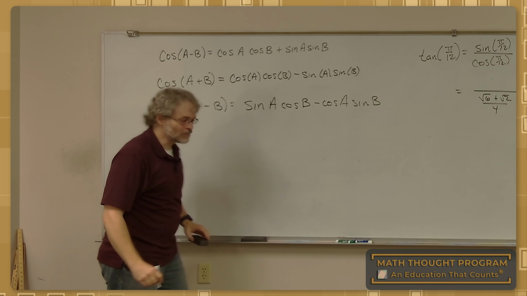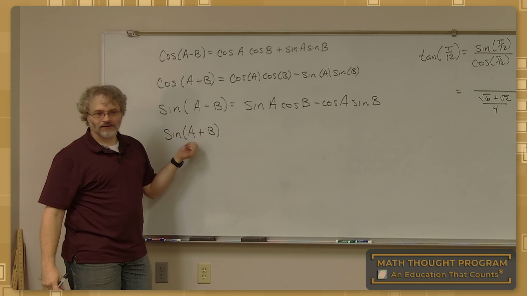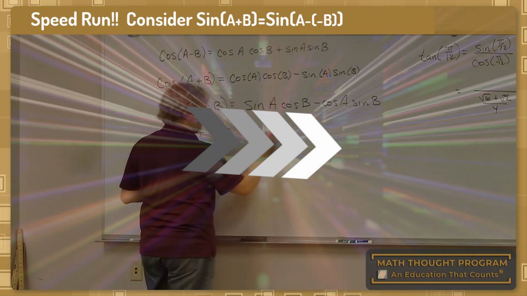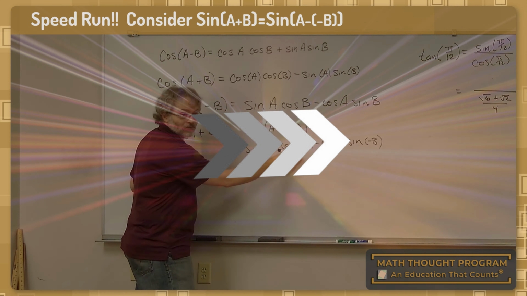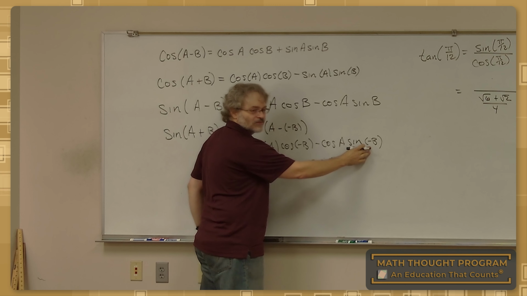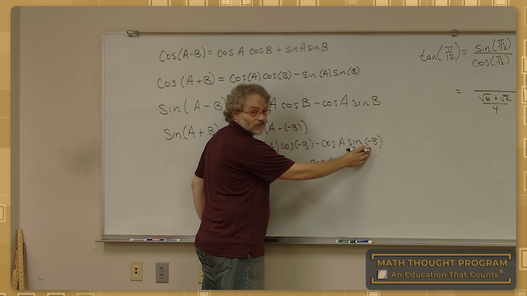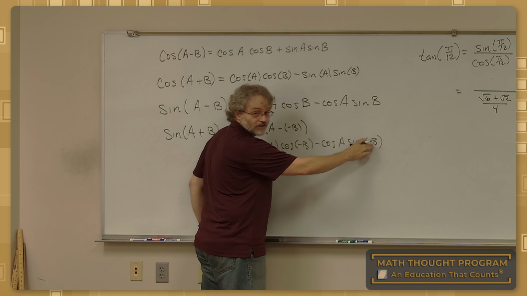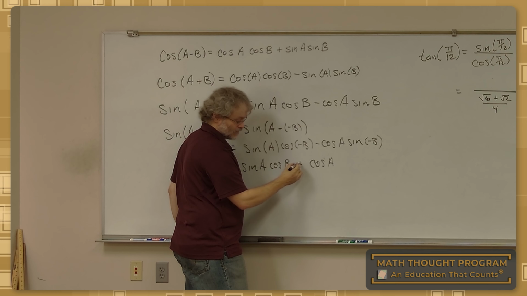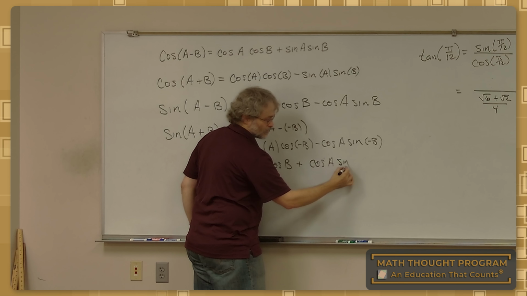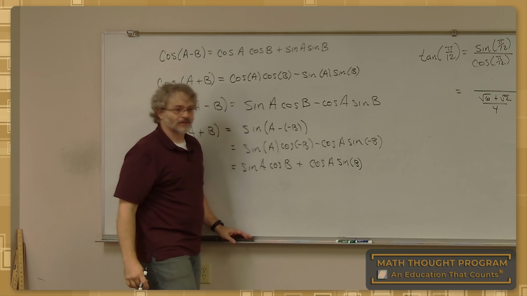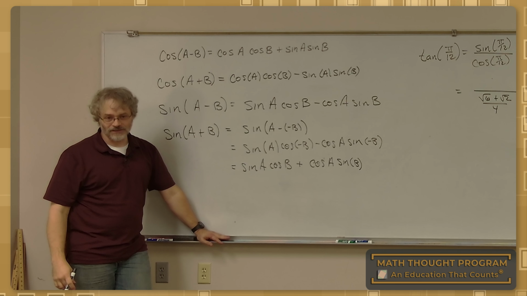Do you think you might be able to figure this one out? How would you get this from that? What's cosine of negative b? What's sine of negative b? It's an odd function, so take the negative and pull it out. Negative times negative is a positive. Don't say negative b, say b now. And there's your angle sum identity for sine.